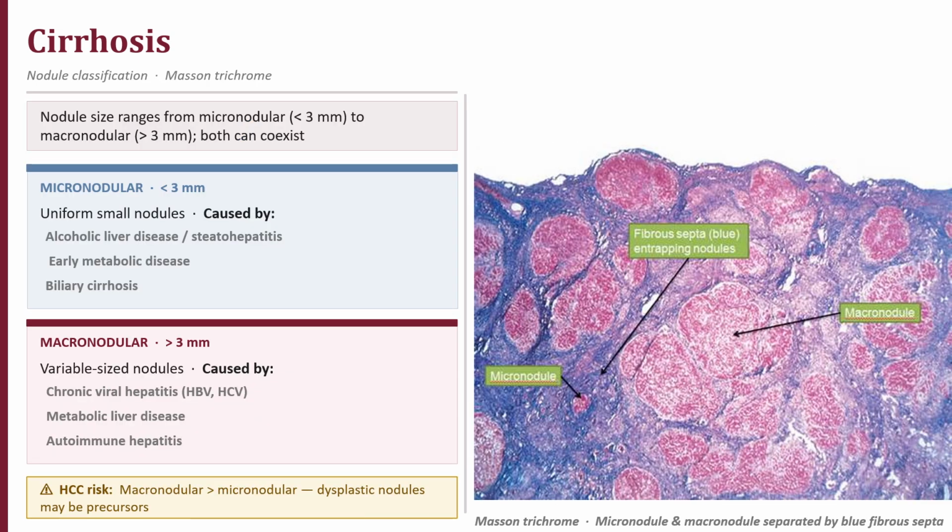The nodule size can be small, that is less than 3 millimeter in diameter, and known as micronodular, or it can be large, more than 3 millimeter, called macronodular. Sometimes we have both micro and macronodular in the same tissue. Now, micronodular is more common with steatohepatitis, while macronodular is more seen with chronic viral hepatitis and metabolic diseases.